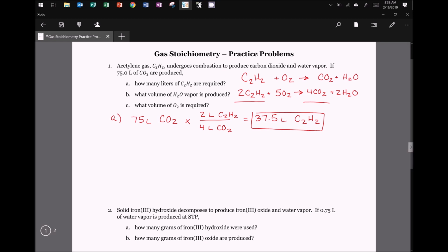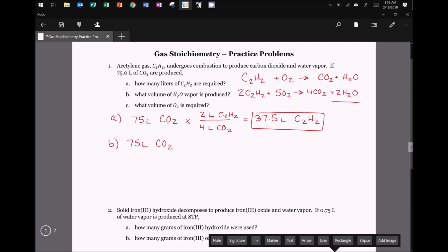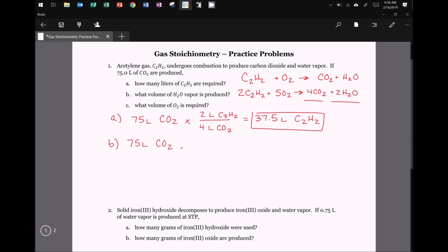Next it's asking for the volume of water vapor that's being produced. So again, I'm going to start with the 75 liters of carbon dioxide. And since we're looking at water vapor, I'm looking at these two items here. Okay, so I'll set up my fractions again. So on the bottom will go my CO2, just like before. And the water is also 2 liters for every 4. And since these numbers are the same as part A, I know that it's going to be 37.5 liters of H2O.